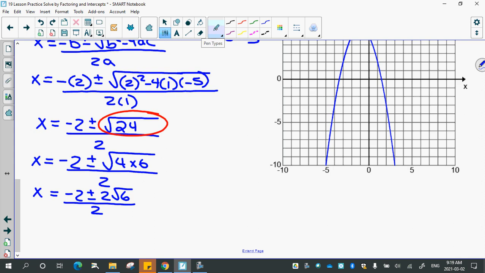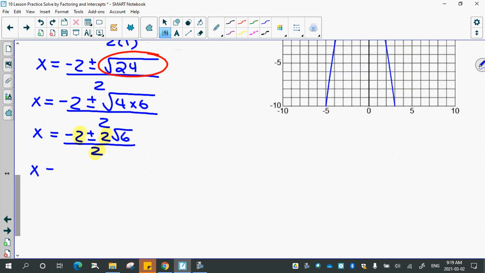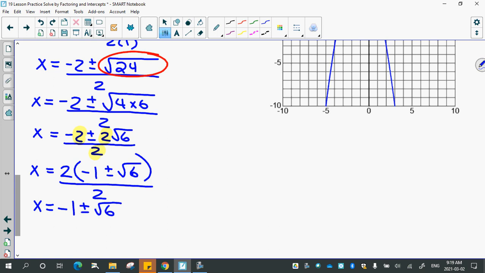And then I still have to see if I can reduce by looking at these numbers and seeing if they have a factor in common. 2. Agreed? So I'm going to factor 2 out of the numerator. So 2, and then divide each term in the numerator by 2. So that's going to be -1 plus or minus root 6 over 2. And then 2 divided by 2 is 1. The 2's divide out. So I'm just left with x equals -1 plus or minus root 6. So those are my two x-intercepts. They look weird, but that's what they are.